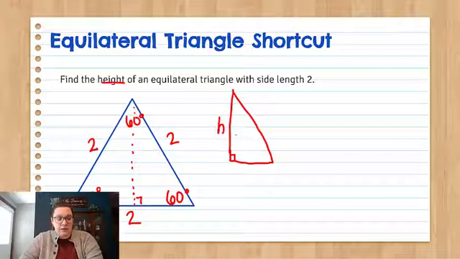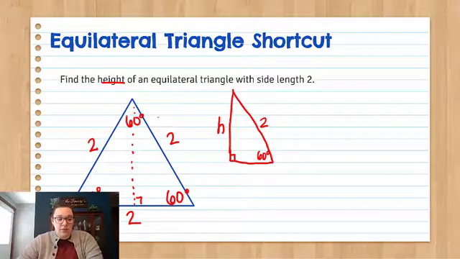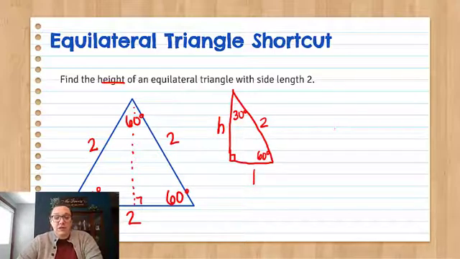I don't know the height, so I'm going to put an H there. I do know this angle was 60, and I do know this side was 2. I also know that since I cut this angle in half, this angle must be 30. And since I cut this bottom side in half, this side must be 1. Let's solve for h, but instead of using sine, cosine, or tangent, let's just use Pythagorean theorem. I have 1 squared plus h squared equals 2 squared.